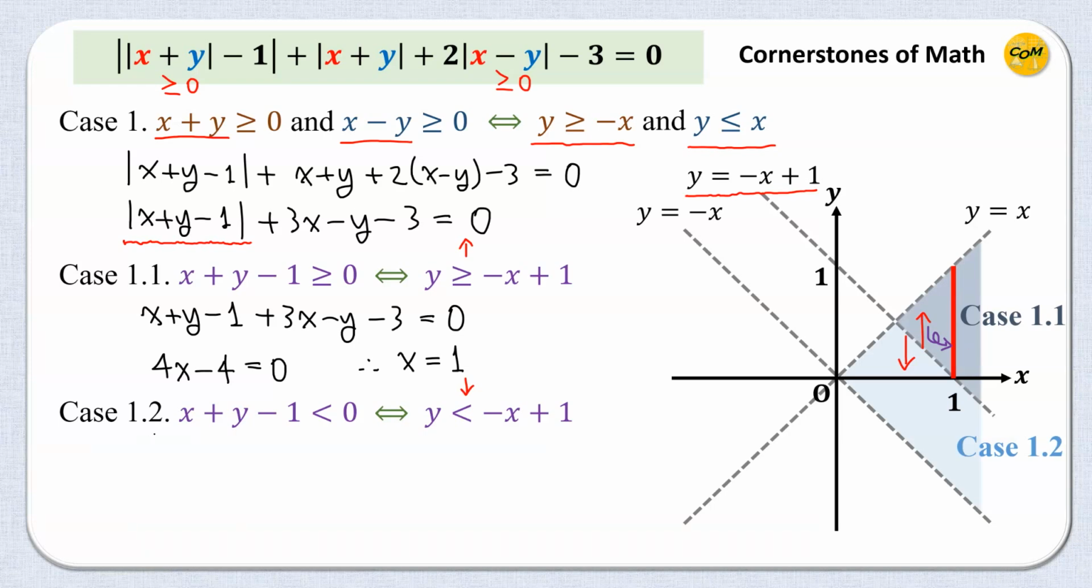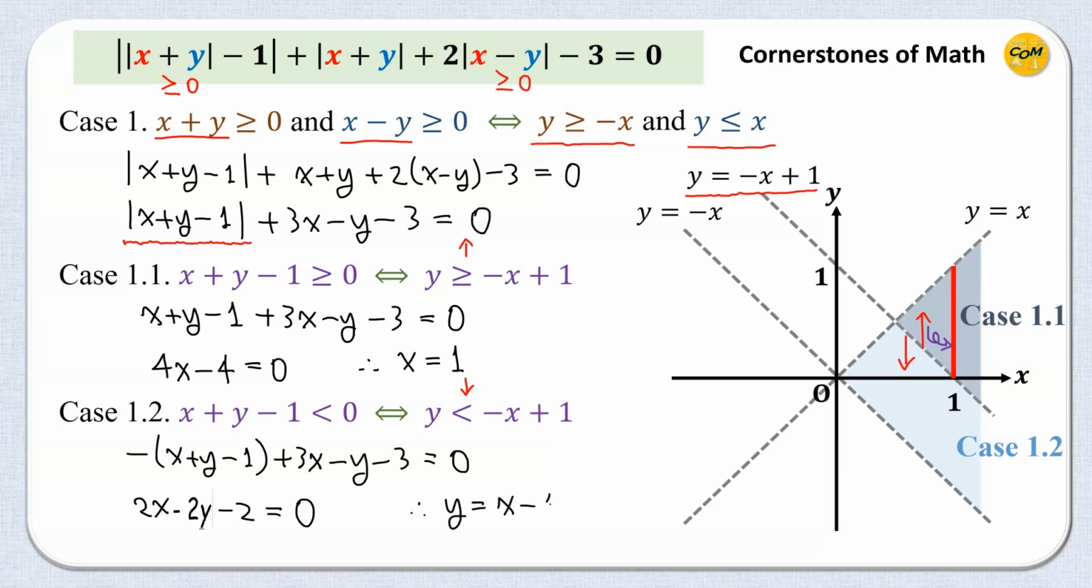In case 1.2, where x plus y minus 1 is negative, now we have minus x plus y minus 1 plus 3x minus y minus 3 equals 0. So 2x minus y minus 2 equals 0, which gives y equals x minus 1. Therefore, we have this graph in the region of case 1.2. And that's all for case 1.